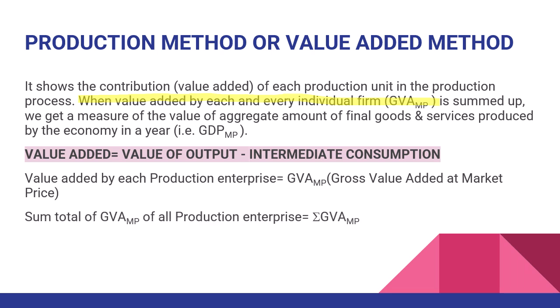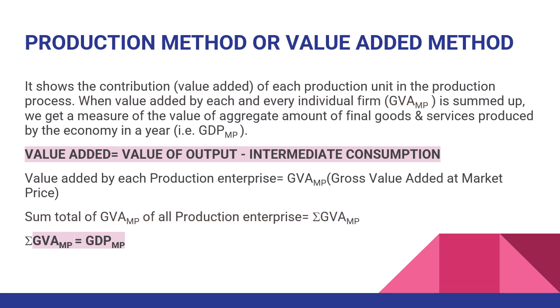So we take the sum of GVAMP of all production units, which gives us GDPMP. And as we know, GDPMP is nothing but the total amount of goods and services produced in an economy in a given year. So when you take the sum of GVAMP of all the production units, you will get GDPMP, and from GDPMP we can easily calculate national income.